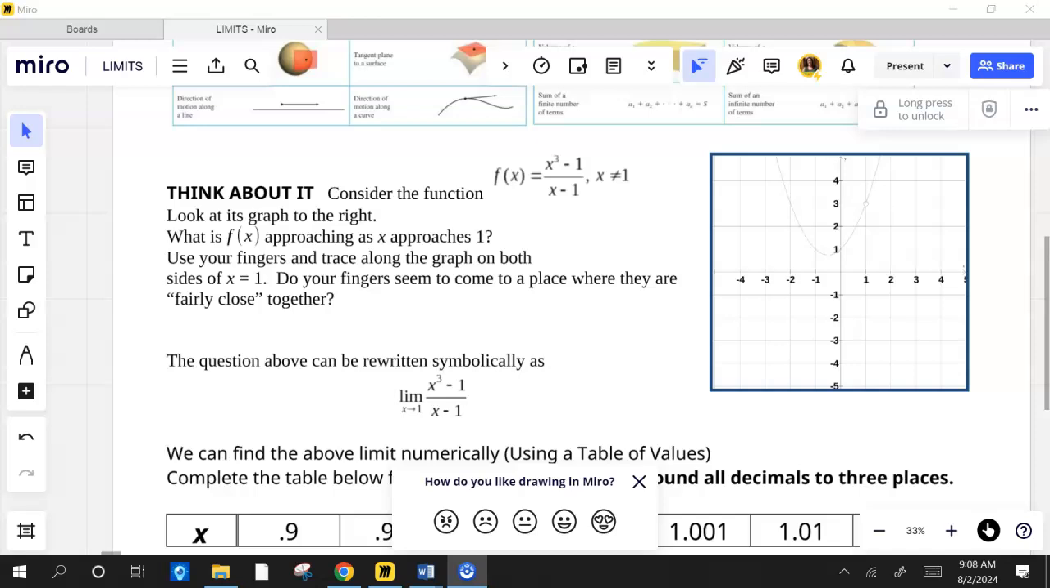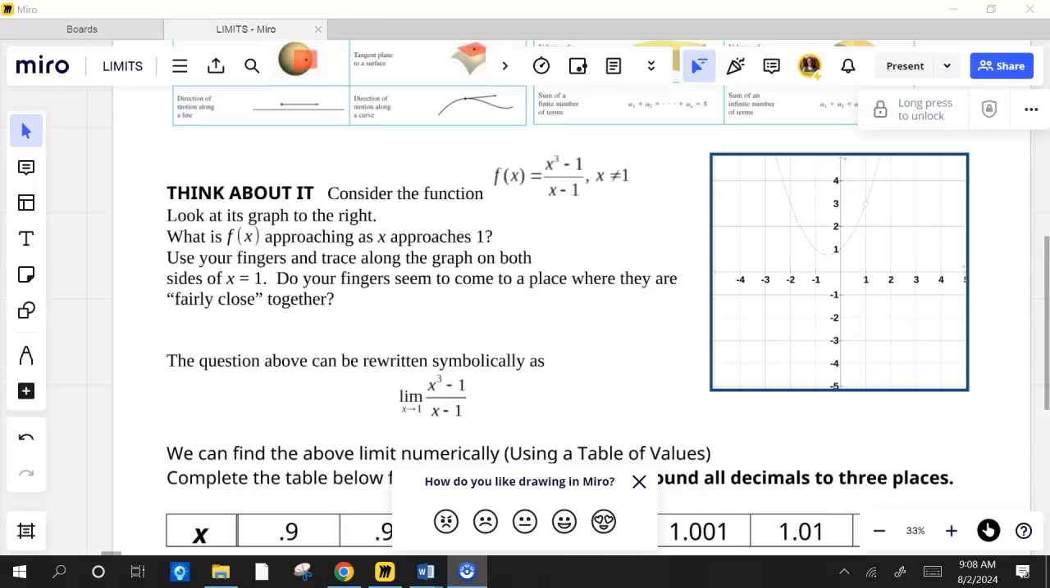B or B? Reciprocal velocity. That's not an E. That's what I said. How did you graph it? I don't know. Apple. All right. Vertical asymptote. Yes.